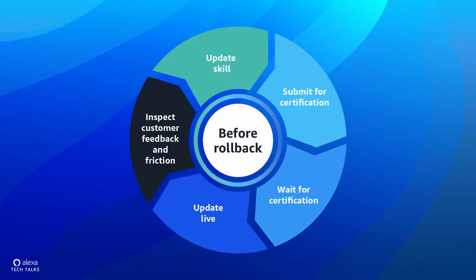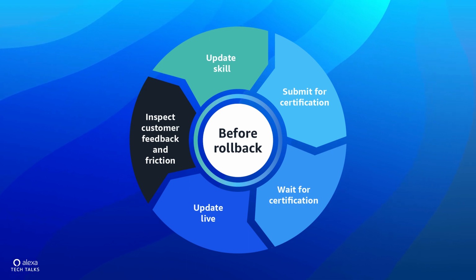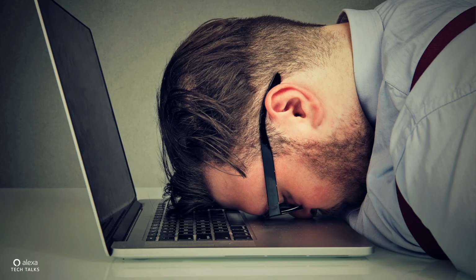Now, before rollback, the only option you would have in a situation like this would be to do some kind of skill versioning on your end, find the last known good copy of that, which hopefully you had a backup of locally, and then resubmit the skill for certification, during which time your customers are still getting that buggy experience.